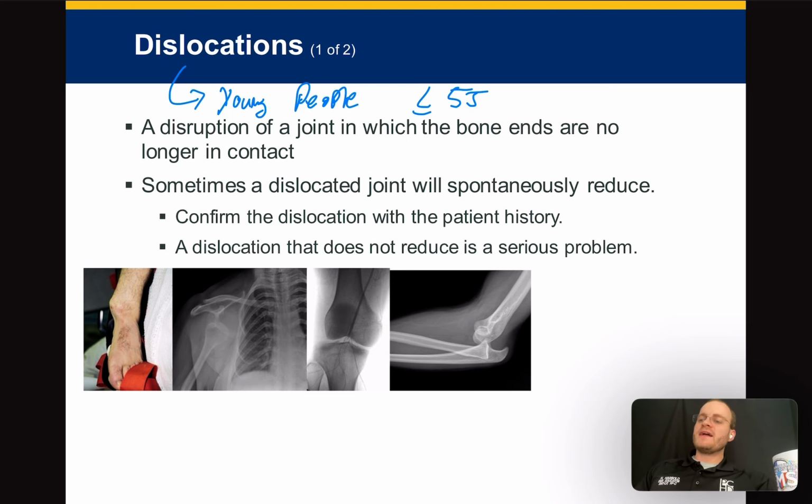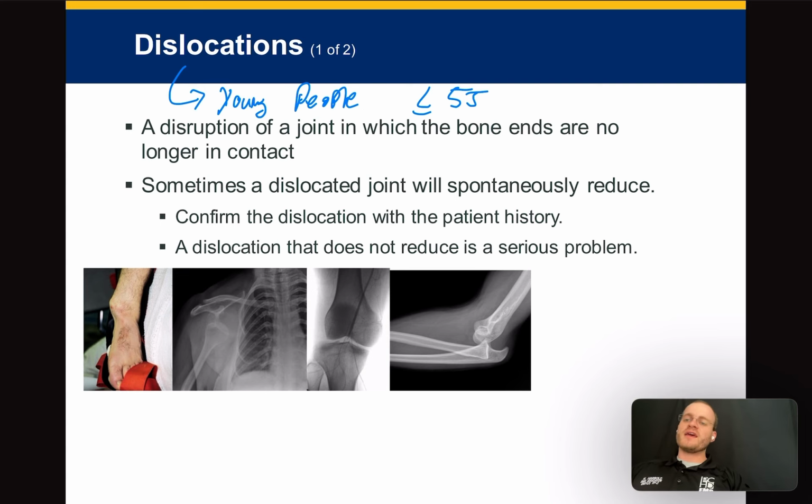Why is that? It is easier for her brittle bones to just break than to separate at the joints and pull apart. This is why young people, their bones are so strong that it's easier for their joints to give instead of their bones to give. They will dislocate at the joints because the joints are relatively weaker than the bone. Okay. And so again, dislocations are a disorder of young people.